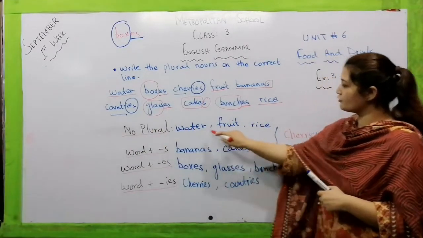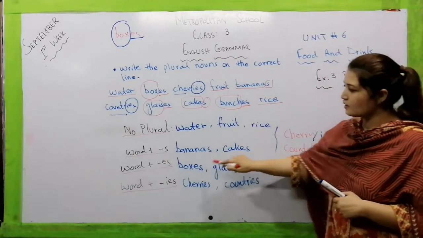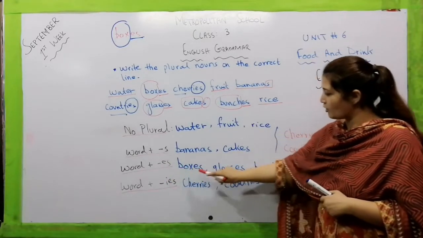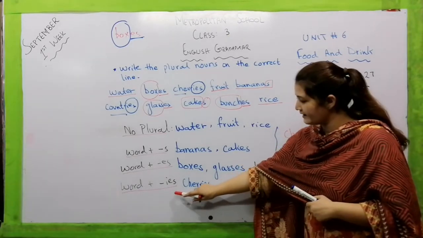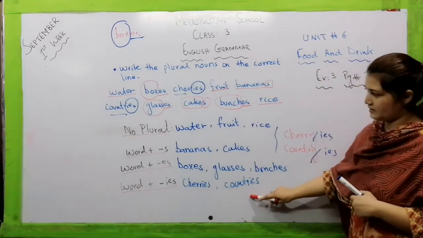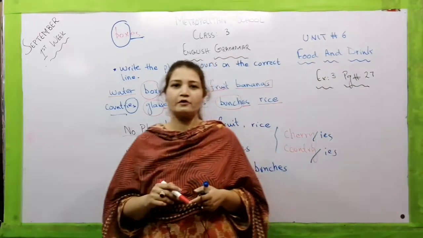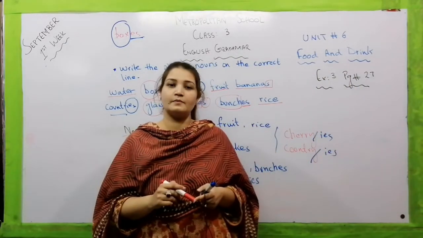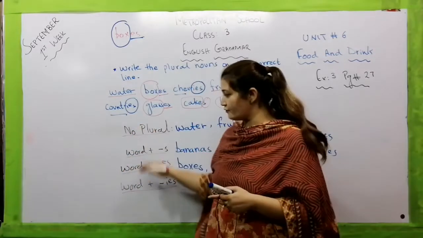Now let's repeat these words with me. No plural, water, fruit, rice. Word plus S, bananas, cakes. Word plus ES, boxes, glasses, bunches. And words plus IES, cherries and countries. My dear students, you have to do both these exercises in your grammar copy. The first one was about the phrases, and this exercise was about the plural with some different groups.